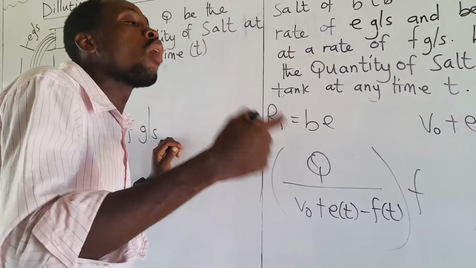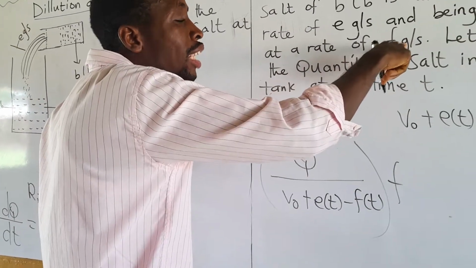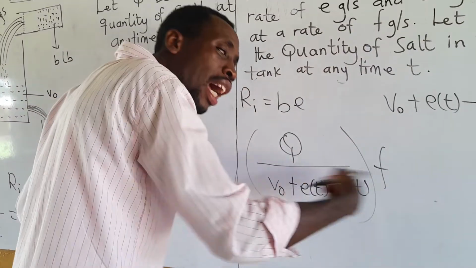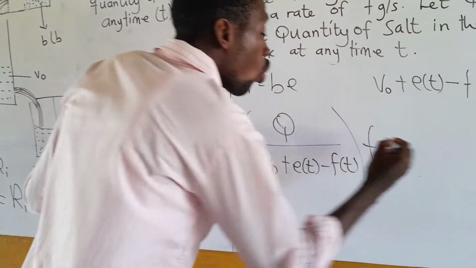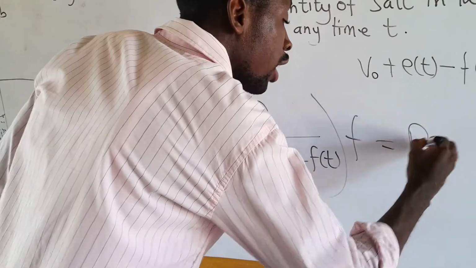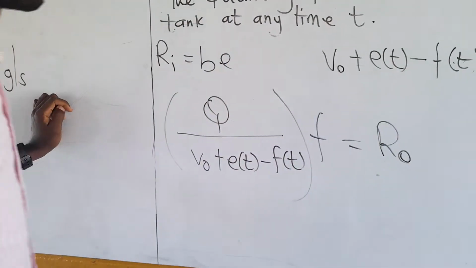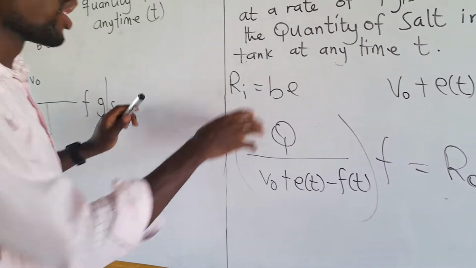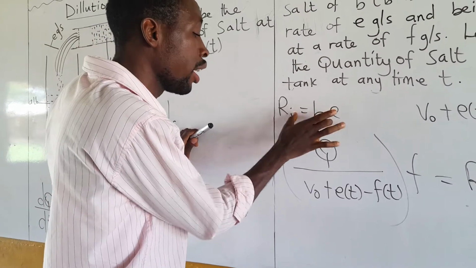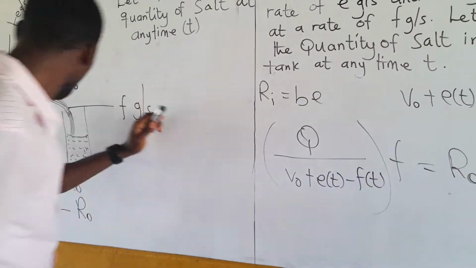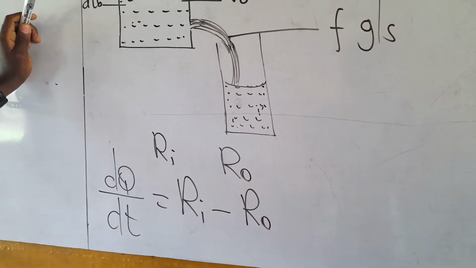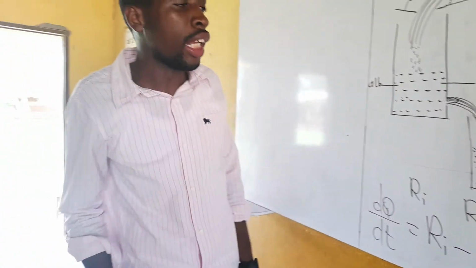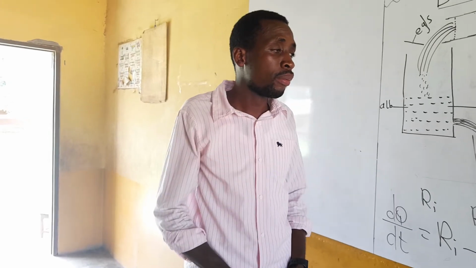Then the one that we outlet at any point, that's F gallons per second. Then F times that gallons that we outlet. So we can say that this is the quantity of salt that comes out of the jar. So we say R out. Then we can substitute our R in and our R out into this equation. So we'll substitute that. That will be the next thing. Then we take it from there.